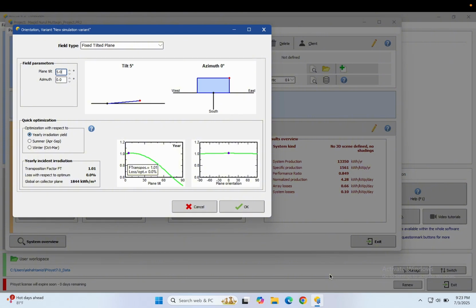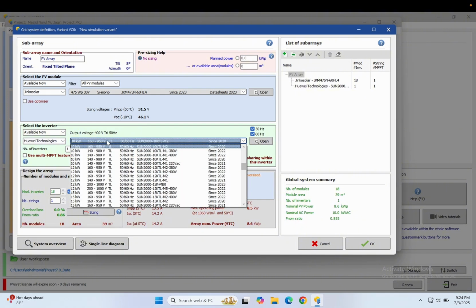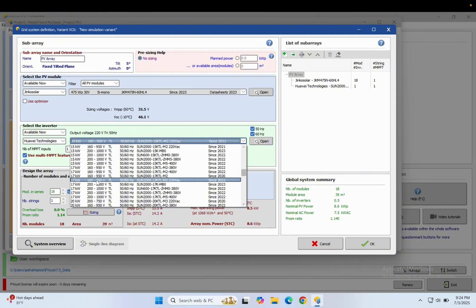I also have done the optimization based on the angle, by comparing with the initial design, which is the original design, the plane set at 5 degrees. I changed it to 10 degrees, 15 degrees, and also 20 degrees. Next, I also do an optimization based on sizing the inverter by changing the nominal power of the inverter, where the original one is 10 kilowatt. I changed it to 50 kilowatt and also 17 kilowatt.